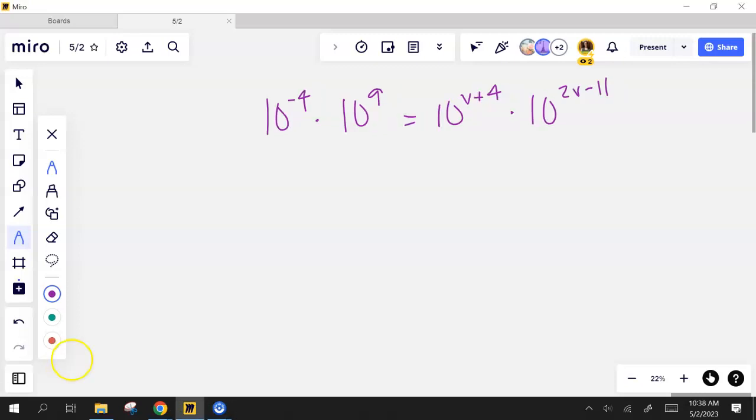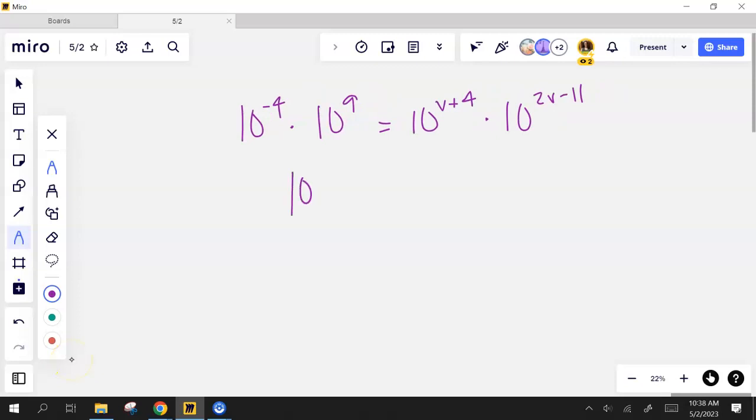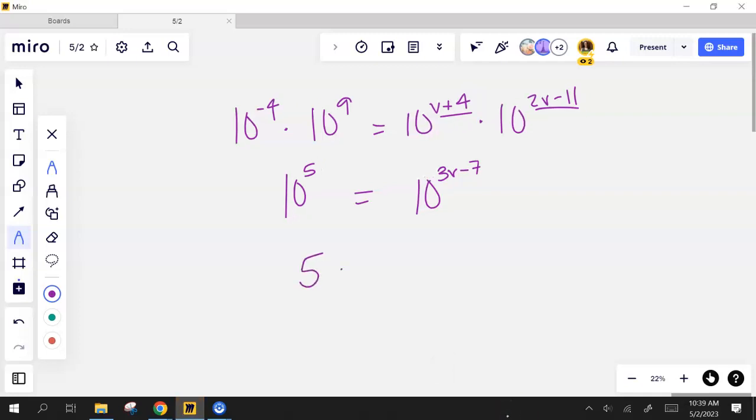Second, to get just one exponential piece. So I got 10 to the fifth, and then I got 10. If I add this and this, I get 3v minus 7. Now that the bases are the same, I can drop those off and set the exponents equal. Now I'm going to add the 7 to both sides.